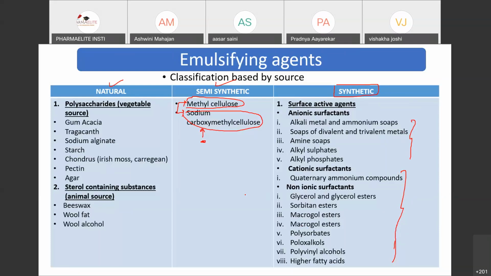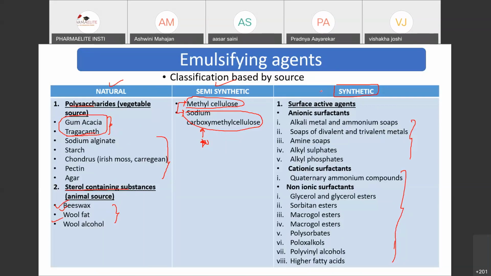When you talk about natural polysaccharides being used as emulsifying agents, acacia and tragacanth are probably what we all used in our college practicals, those who could get these practicals during dispensing pharmacy. The rest are rarely used. Especially in pharma, you prefer sodium carboxymethyl cellulose most of the times. Also, sterol containing substances are utilized. With regards to that, you need to know beeswax, wool fat and wool alcohol. So from an entrance point of view, just memorize these three along with your semi-synthetic sources.